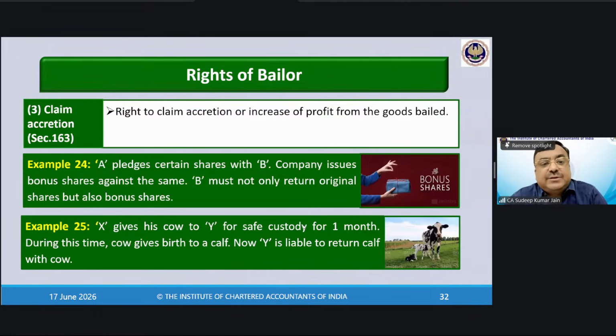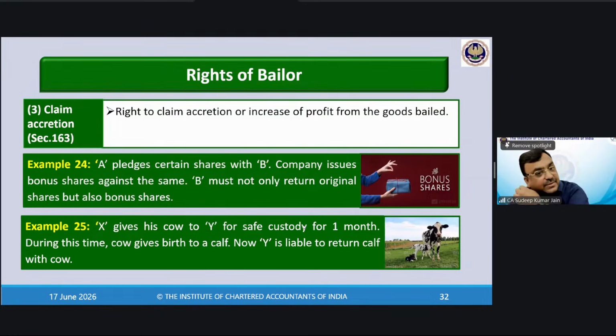Claim accretion, additional benefit. Right to claim accretion and increase of profit from the goods bailed. If any benefit arises from those goods, it will also be considered the bailor's, not the bailee's. See example number 24. A pledges certain shares with B. The company issues bonus shares against the same. B must not only return the original shares but also the bonus shares.